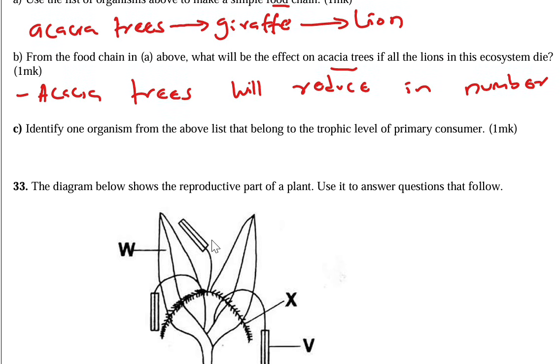Part C, identify one organism from the above list that belongs to the trophic level of primary consumer. So primary consumer, these are the ones that feed directly on the producers. So for example, in this food chain, giraffes are the primary consumer. You can see they feed on the acacia trees, which are the producers. So you can say it is the giraffe. So giraffes are the primary consumers. So you're done with number 32.